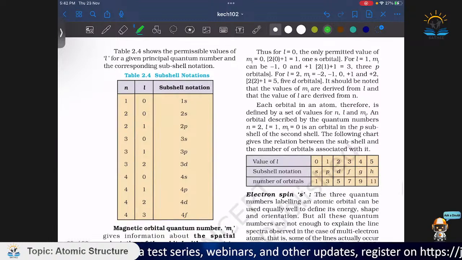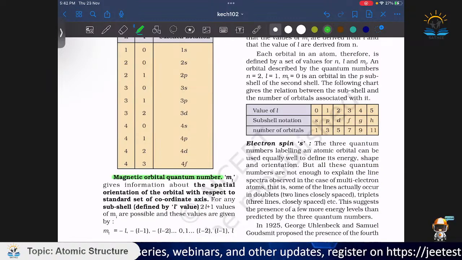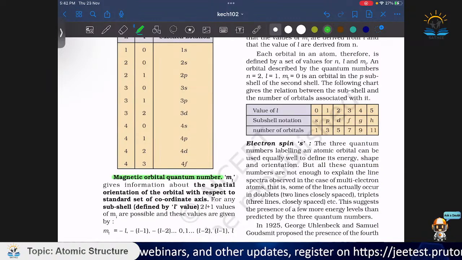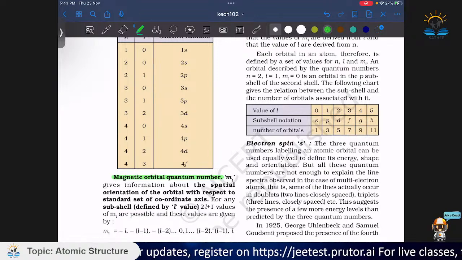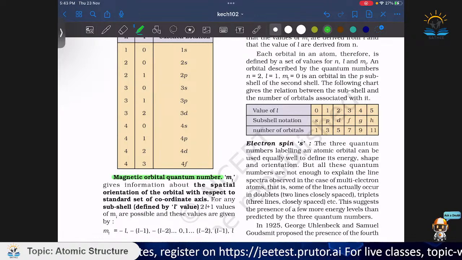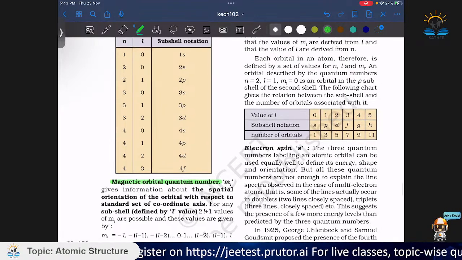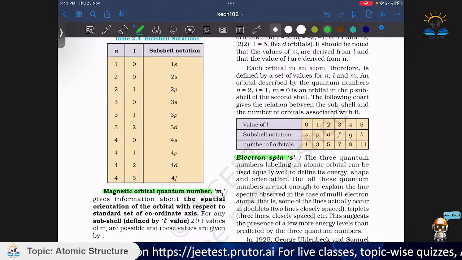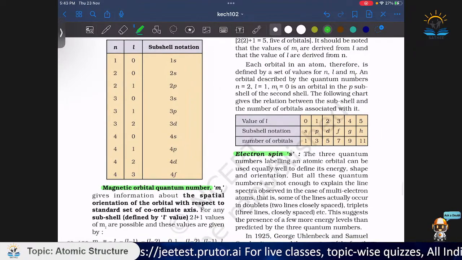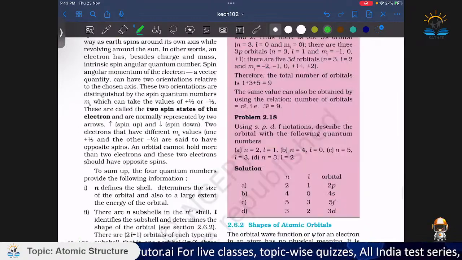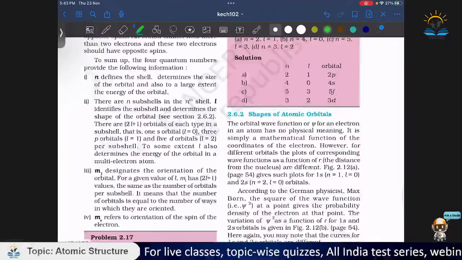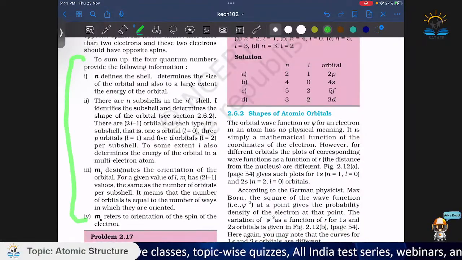After azimuthal, we have the magnetic quantum number, which gives the orientation of the orbital in space, if it is along the plus x-axis, or minus x-axis, or y-axis, or z-axis. Lastly we have the electron spin, which gives the direction of the intrinsic spin of the electron, if it is clockwise or anti-clockwise. All right, so here are the four quantum numbers.